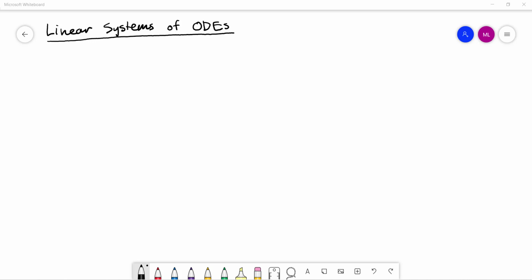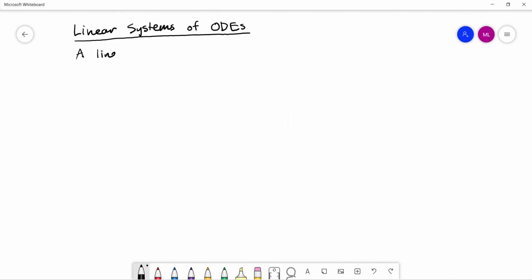So a linear first-order system can take the following form. A linear first-order system, and that's all we're going to look at, are first-order systems, can be written in the following way. So it's going to look messy. Don't worry, they're not going to be this bad in practice.